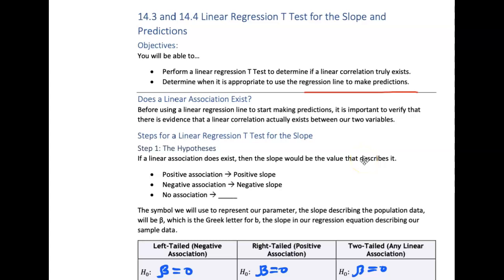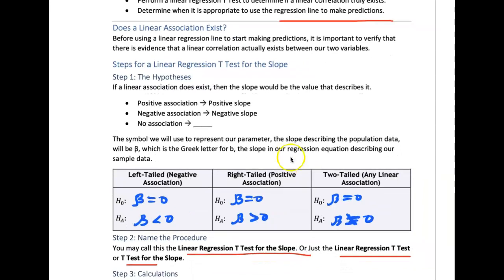We end module 14 with a linear regression t-test for the slope. So now we actually want to formally determine if the association exists. We informally looked at it through the scatter plot and correlation coefficient. Now we're actually going to run the hypothesis test.